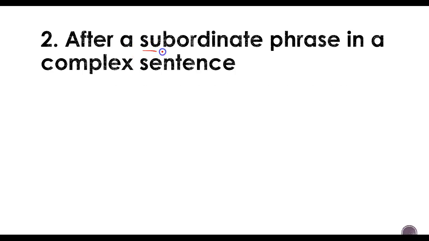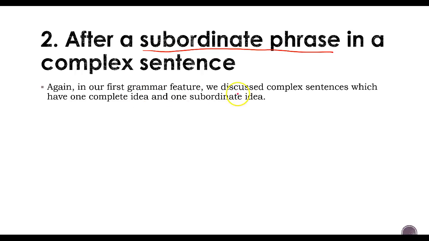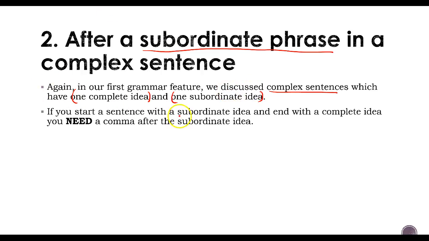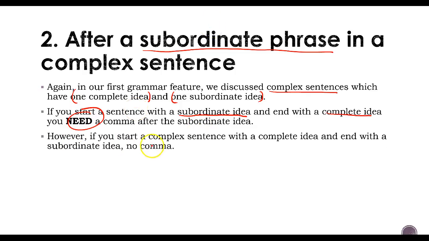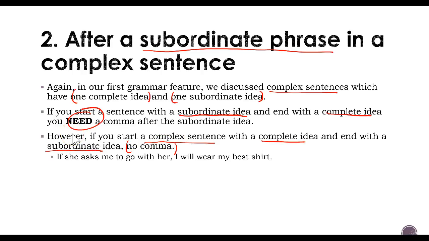Rule number 2, this one you probably also remember from Grammar Lesson 1, which is make sure you use a comma after a subordinate phrase in a complex sentence. So in our first unit, we discussed this one again. So a complex sentence, you might remember from that one, has one complete idea and one subordinate idea. If you start a sentence with a subordinate idea and then end with a complete idea, you need a comma after the subordinate idea. However, if you start a complex sentence with a complete idea and end with a subordinate idea, then you don't use a comma. Let's take a quick look at an example.